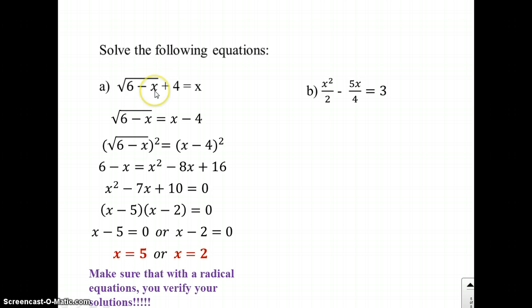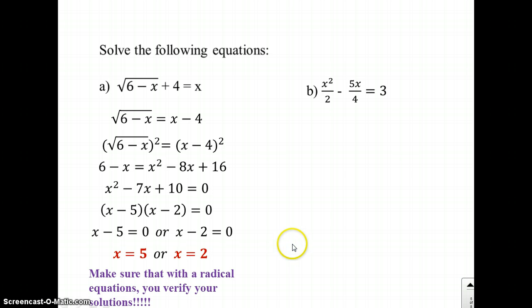6 minus 5 is 1. The square root of 1 is 1. 1 plus 4 is 5, and we plugged in x was 5. So we know 5 works. Substitute 2. 6 minus 2 is 4. The square root of 4 is 2. 2 plus 4 does not equal 2. Therefore, x equals 2 should not be a solution. And we should put a big X through this. That is not a correct solution. So make sure you cross x equals 2 off. The only correct solution is x equals 5.